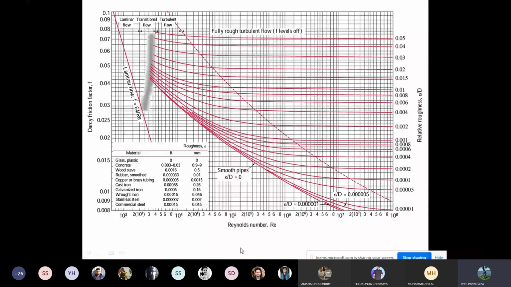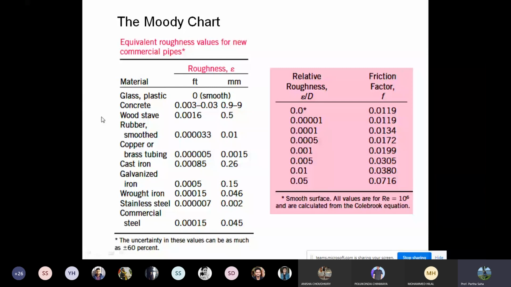Let us examine one table. Here roughness values are given in feet and millimeters for different materials, the equivalent roughness for new commercial pipe: glass, concrete, wood, rubber, cast iron, wrought iron. From the Moody's chart you can calculate epsilon by d if you know the diameter of the pipe, and then you can calculate the friction factor if you assume the Reynolds number is 10 to the power 6. If you consider 10 to the power 6 as the Reynolds number, you can easily calculate the friction factor. This is very straightforward, you just look into the chart and get the value.